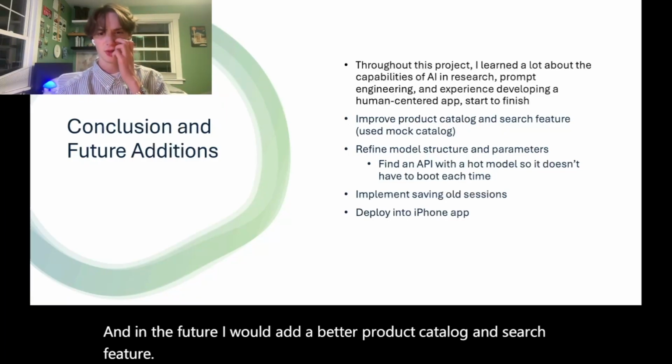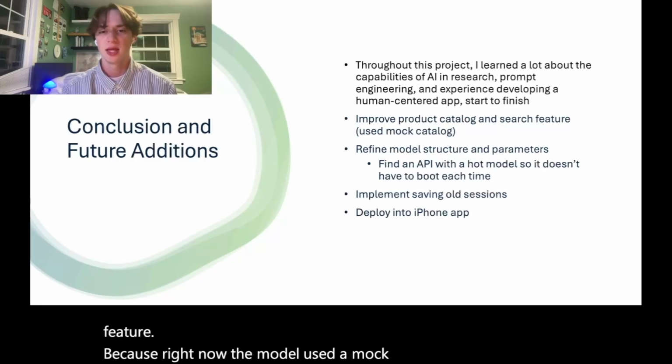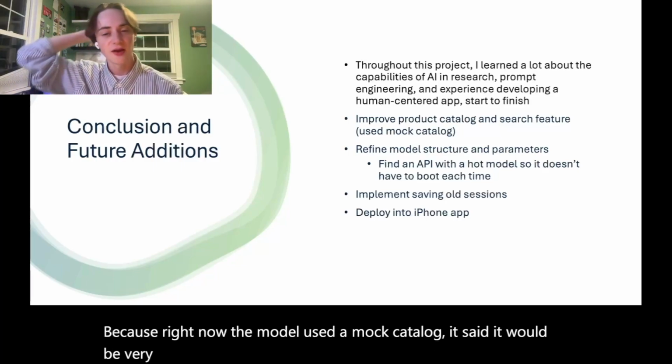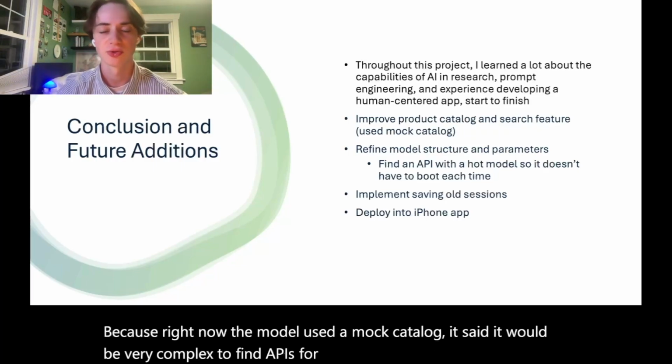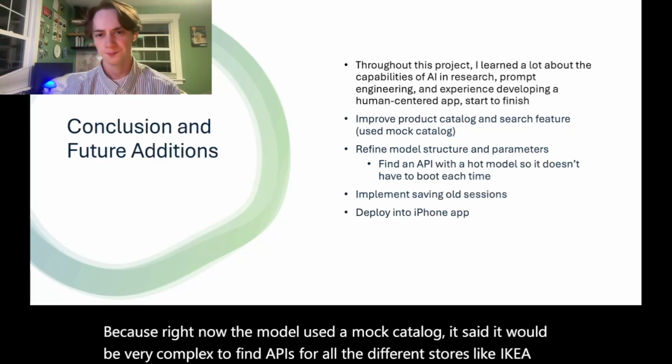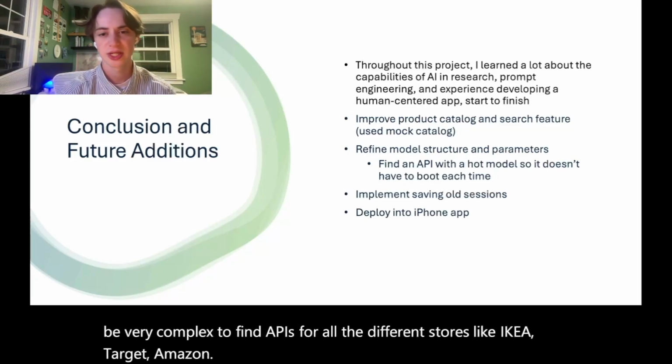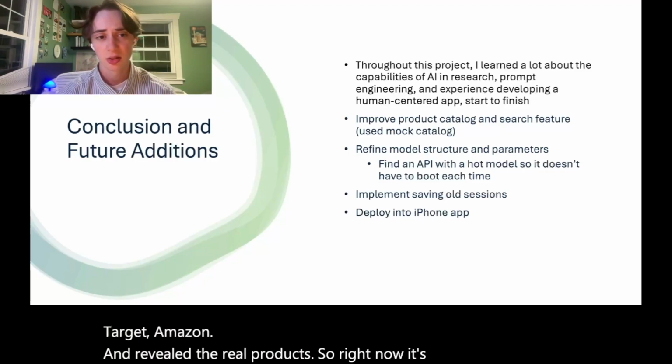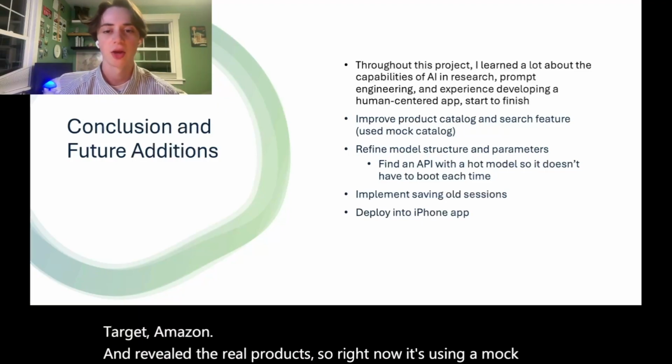Because right now the model used a mock catalog. It said it would be very complex to find APIs for all the different stores like IKEA, Target, Amazon, and retrieve the real products. So right now it's using a mock catalog. So in the future, I would add a real one.